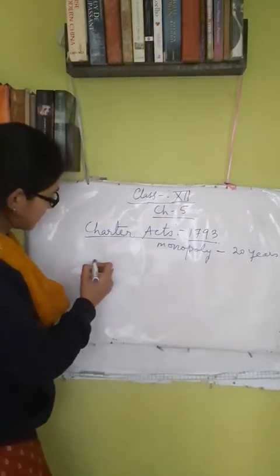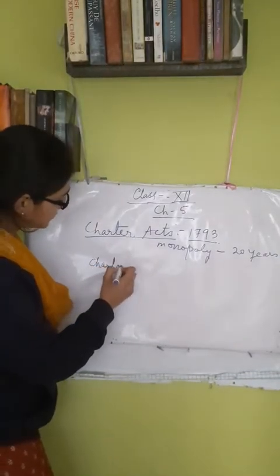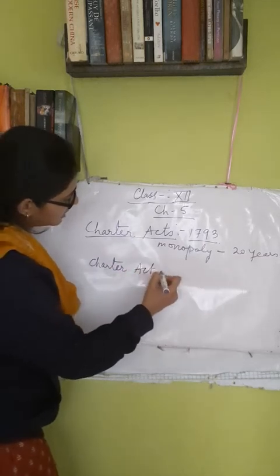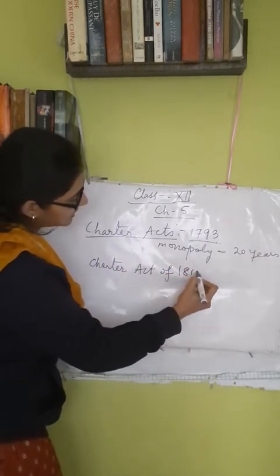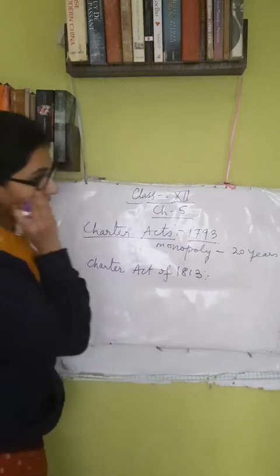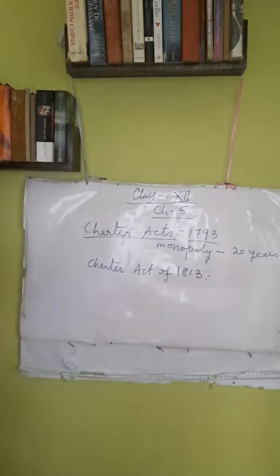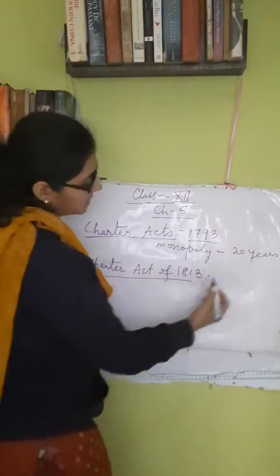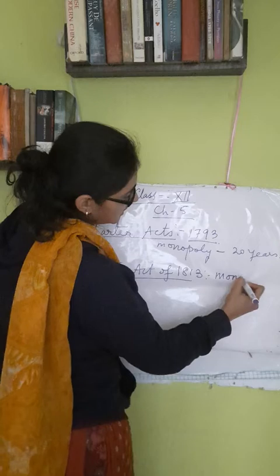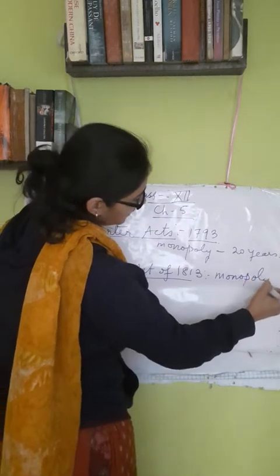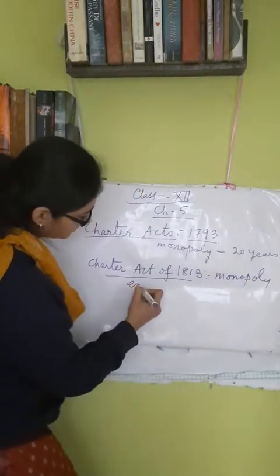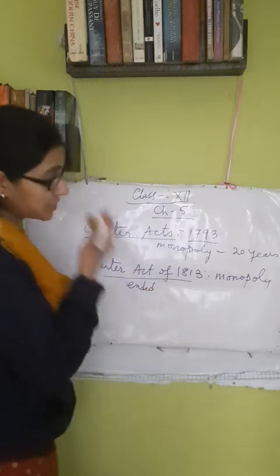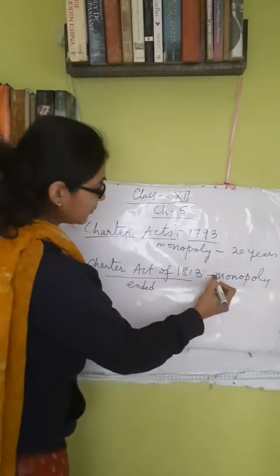Then after 20 years, the Charter Act of 1813 was issued. And this Charter Act is very important, because after this Charter Act, the monopoly of the English East India Company ended. The monopoly of the English East India Company came to an end.